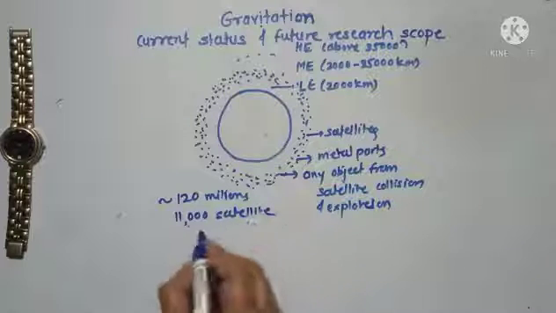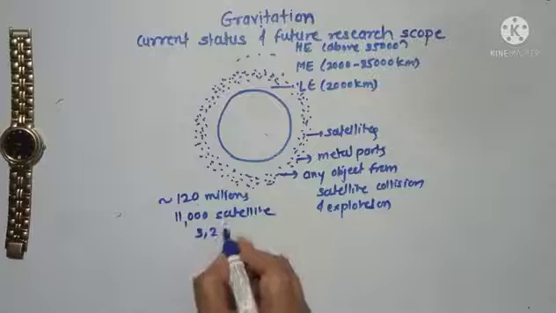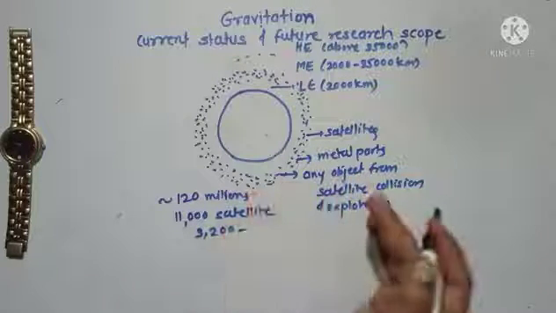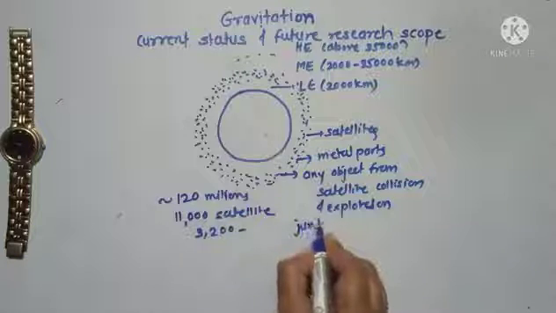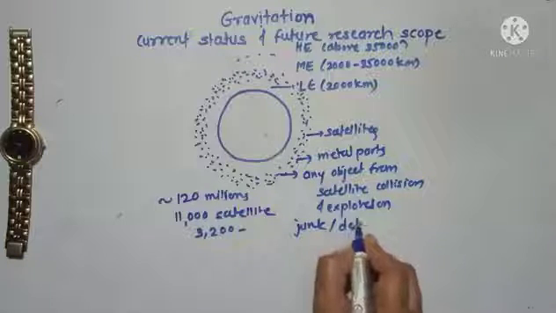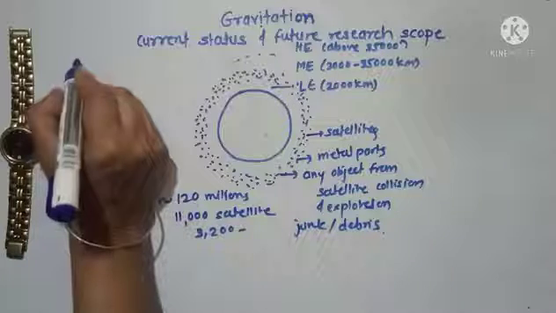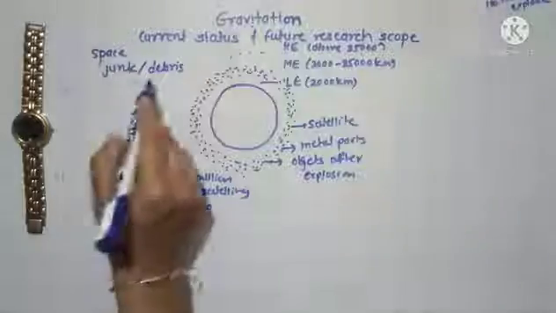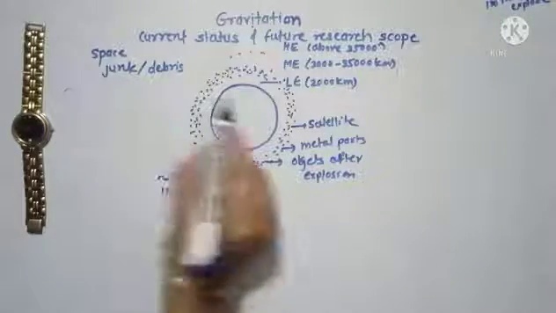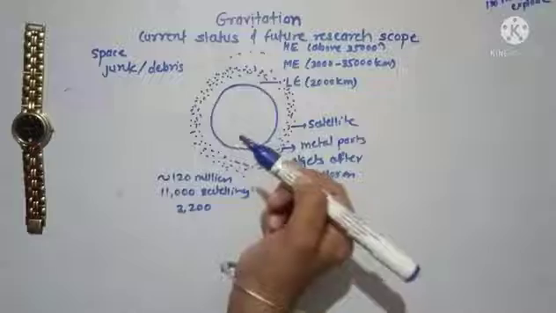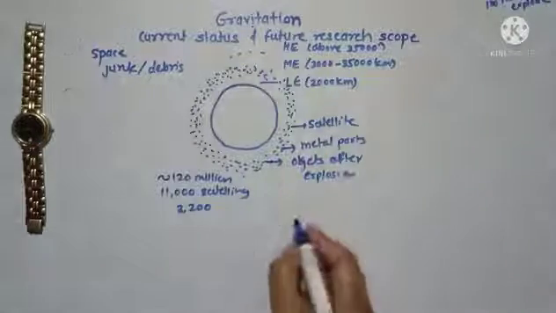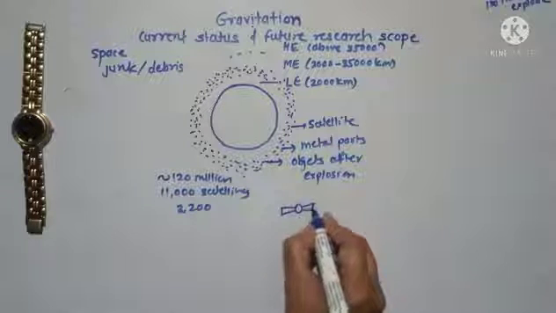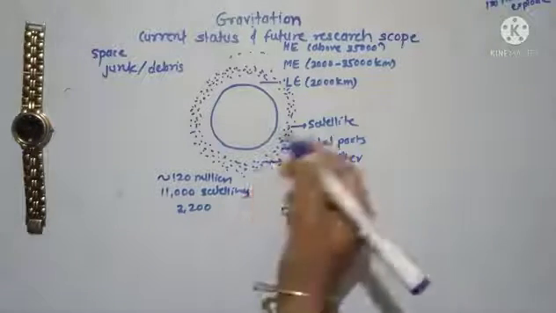Out of this only 3 to 4,000 are in a working state, and the remaining is just junk, also called debris, which is called space debris. Now this space debris has become a threat for the Earth's environment, because if there is any collision between any two satellites which are coming very fast and very close to each other, they will explode.